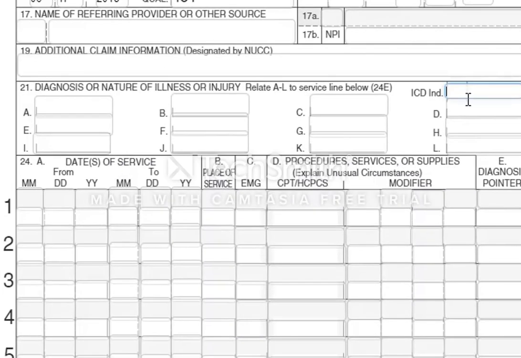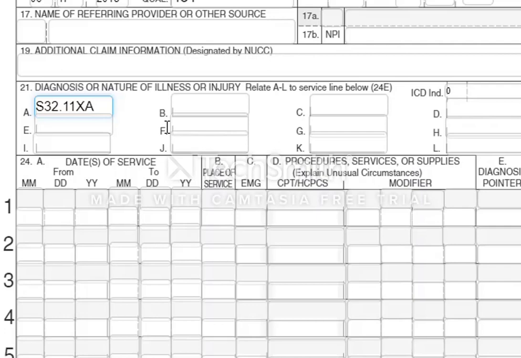With Block 21, we need to indicate that we are using ICD-10-CM for our diagnosis code, so we are going to go ahead and put ICD, or 0 in for ICD-10. Now, with the diagnosis codes for a workers' compensation case, this is typically going to be dealing with the injury or disease.